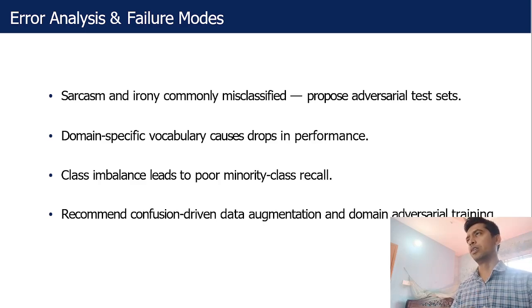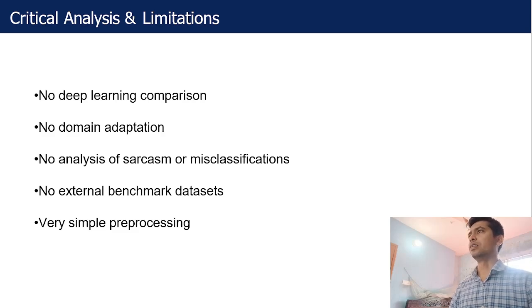For error analysis, these are the errors I have found in the paper: sarcasm and irony commonly misclassified, domain specific vocabulary causes drops in performance, and class imbalance leads to poor minority class recall. My analysis shows they have no deep learning comparison, no domain adaptation, no analysis of sarcasm or misclassifications, no external benchmark datasets, and very simple pre-processing steps.